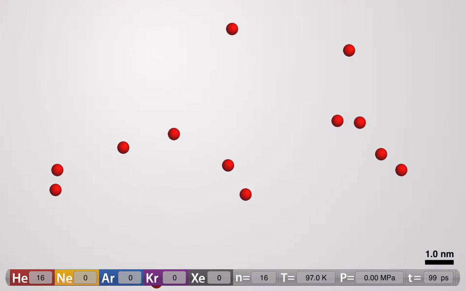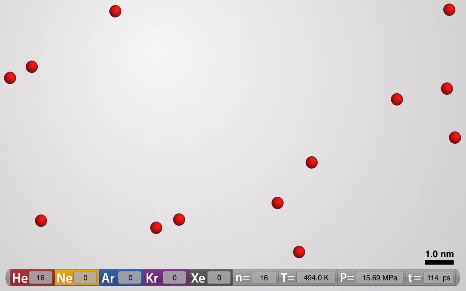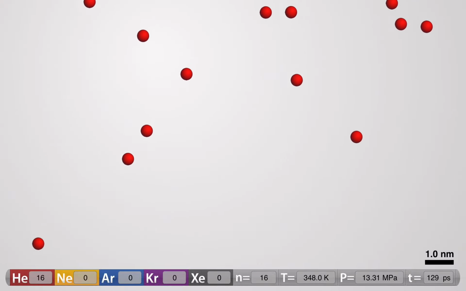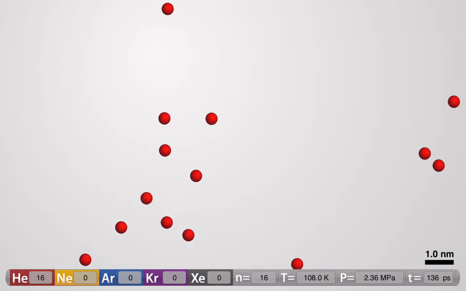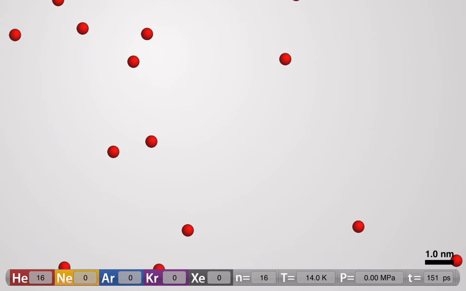Temperature is related to pressure. If I heat things up, there are more collisions with the walls. So as temperature increases, pressure increases. If I cool them down, the pressure decreases because there's fewer collisions with the walls. You can tell because the particles just start to move more slowly.